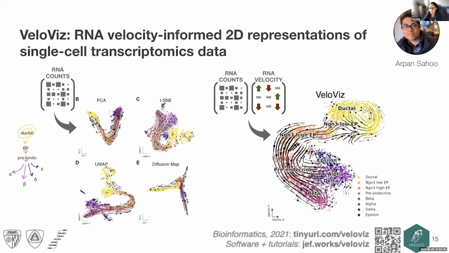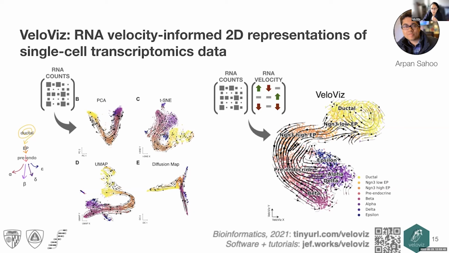To test this hypothesis, we developed VeloViz, a method to make low-dimensional representations of single-cell transcriptomic data that takes into account predicted future transcriptional states inferred from RNA velocity. And we found that it can indeed yield more reliable representations of single-cell trajectories, especially in cases when the collected data is missing some intermediate cell state.